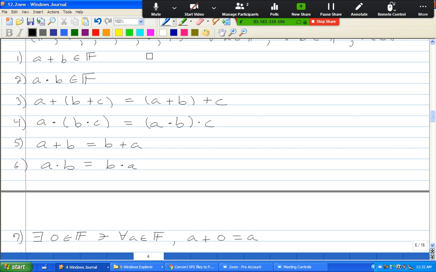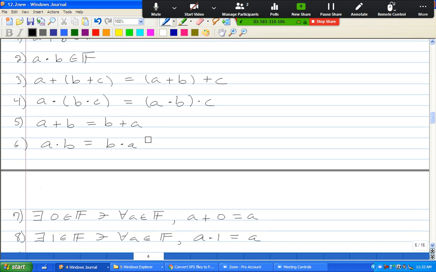I have that there exists some number 0 in your field such that for any A in your field, A plus 0 is A. And so 0 here is an additive identity. It's the additive unit. And in this case, it's a right additive identity. But by the commutative property for addition, it's also a left additive identity.